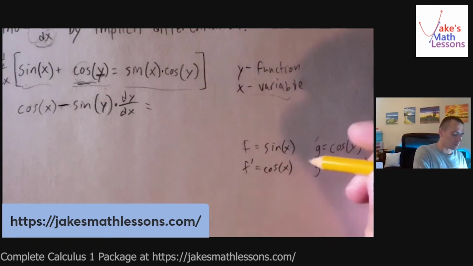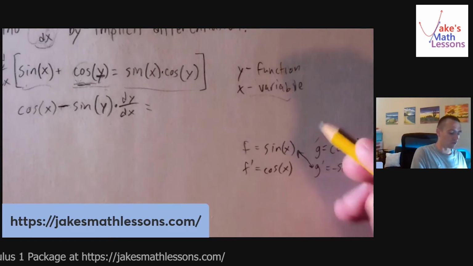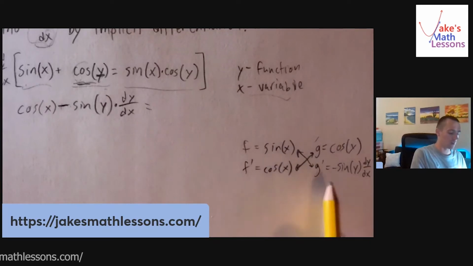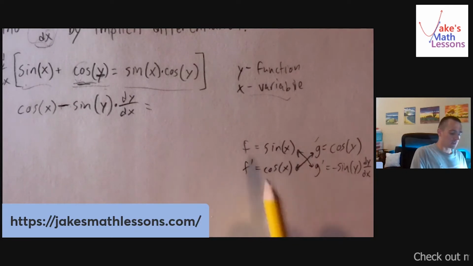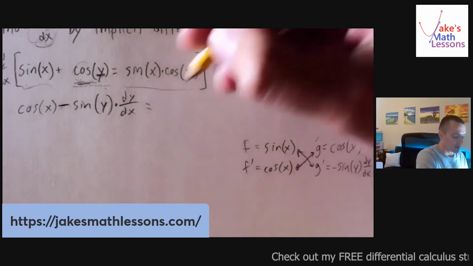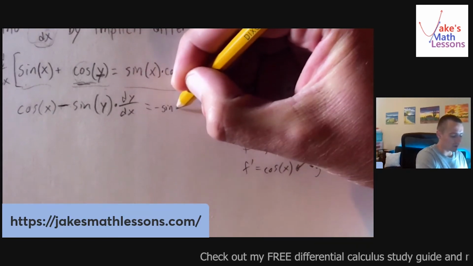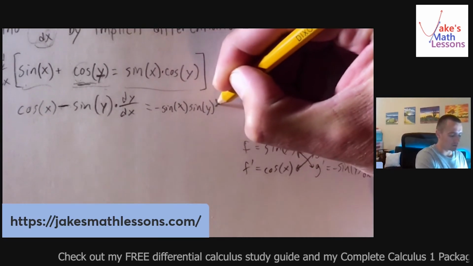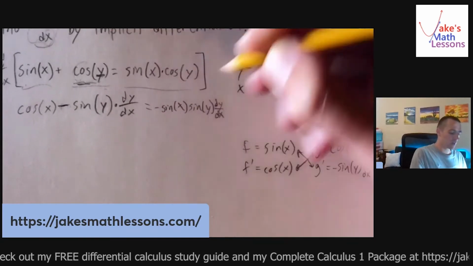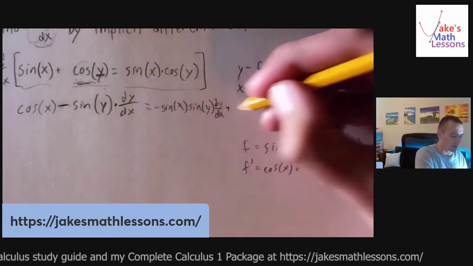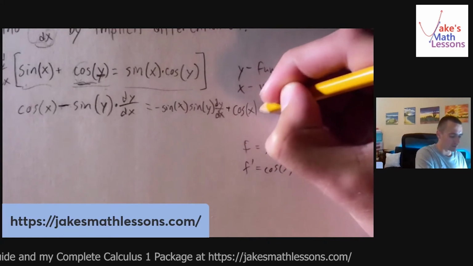So now the product rule says that we're going to have to cross multiply these. So we do the derivative of one function times the original of the other one, and then add those together. So f times g prime, plus f prime times g, is going to give us sine of x times negative sine of y dy dx. So that'll just give us negative sine of x times sine of y dy dx. And then we're going to do cosine of x times cosine of y, and add that in. So plus cosine of x times cosine of y.